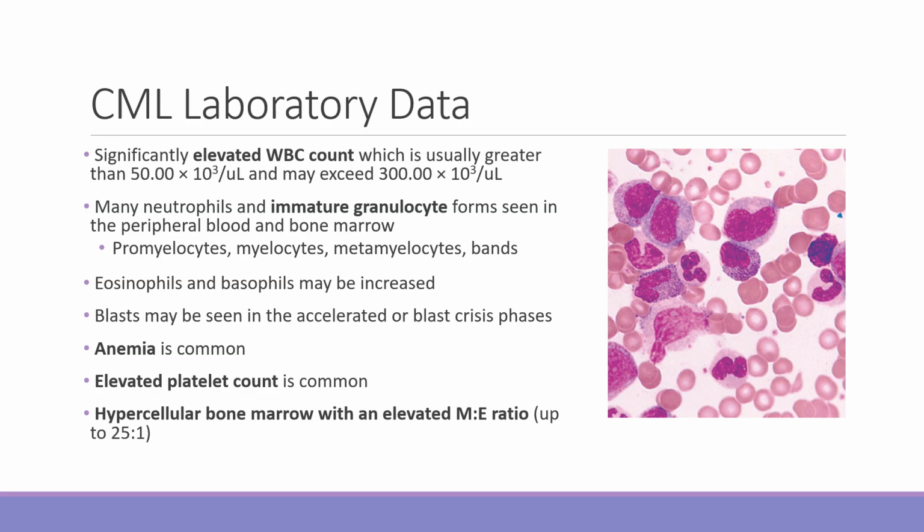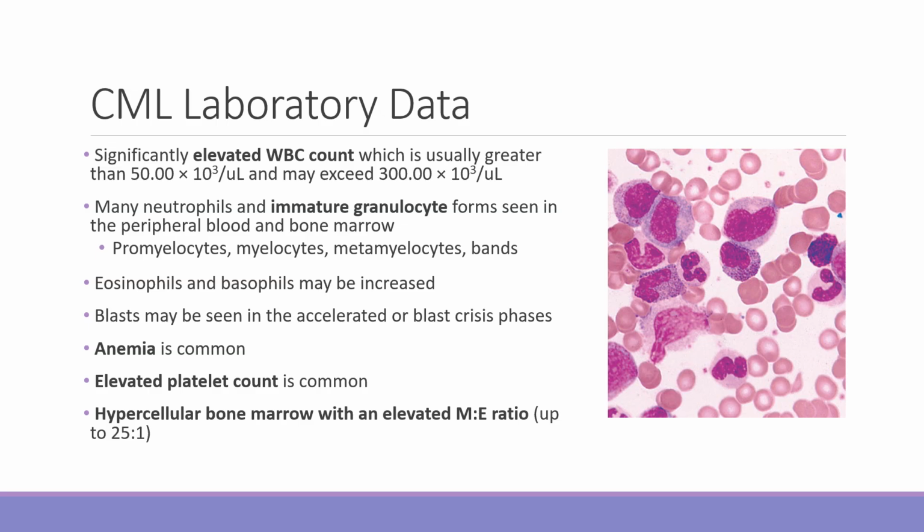First and foremost, one of the first indicators is a significantly elevated white blood cell count. Now, this is not going to be as significant in the chronic phase as it would be in the other phases, but it's typically still higher than you would see in a perfectly healthy individual. Usually it's going to be greater than 50 and may even exceed 300. It's crazy. We're going to see many neutrophils and immature granulocyte forms in the peripheral blood and bone marrow.